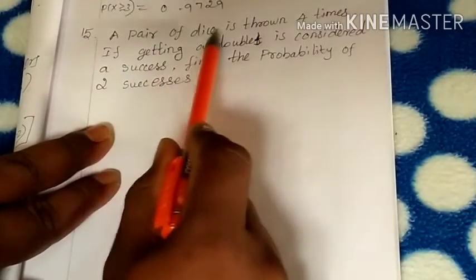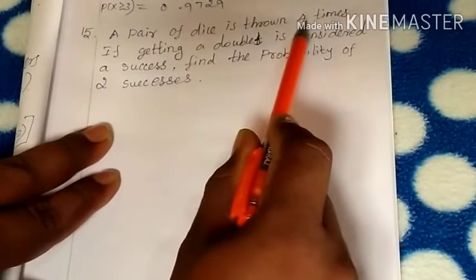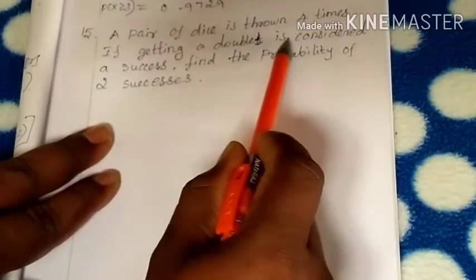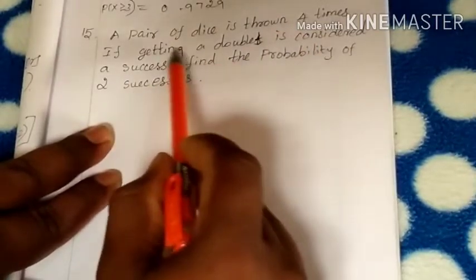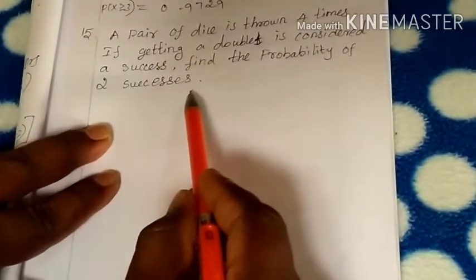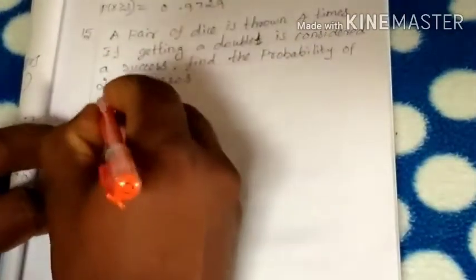Next sum: a pair of dice is thrown 4 times. If getting a doublet is considered a success, find the probability of 2 successes. Okay, the solution.